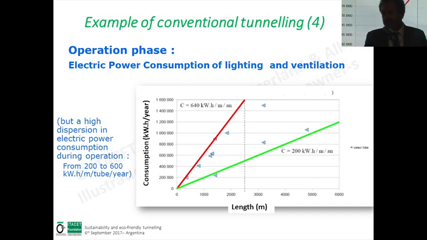For the operation phases, we needed to have an idea of the consumption for lighting and ventilation. And we had a review of a large number of tunnels. And so we estimated that there is a lower limit and an upper limit of consumption according to the length. For example, the lower limit is the green one, and the highest limit is the red one. So we have an idea between two limits of the consumption. Of course, they are different between an urban tunnel and a countryside tunnel. So there are many factors to explain and to adjust according to the context.